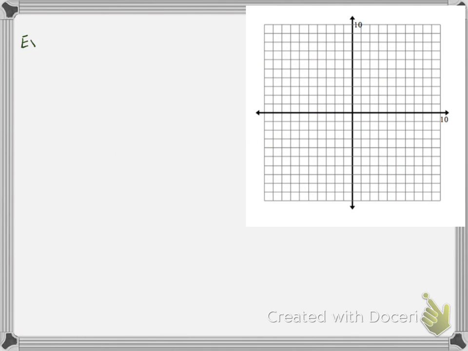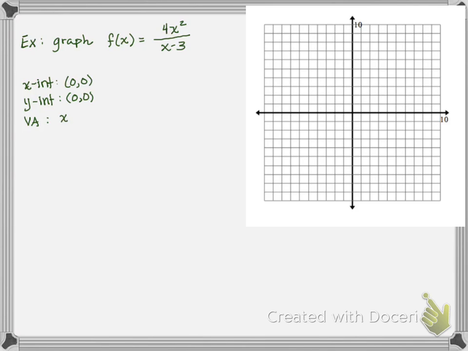We're going to do f of x equals 4x squared over x minus 3. So this one has an x-intercept at (0, 0), which means that the y-intercept is also (0, 0). The vertical asymptote is x equals 3, and there is no horizontal asymptote.